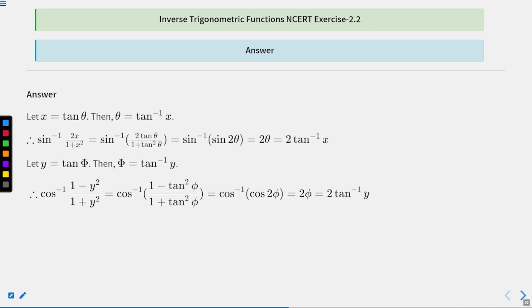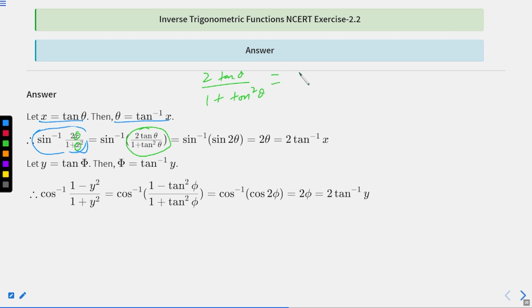Substitution is the only key, because we need this in the simplest form. Whenever you have sine inverse of some expression in x, always think of substitution. If you substitute x equals tan theta, then theta will be equal to tan inverse x. Now put in place of x, and you will get 2 tan theta by 1 plus tan square theta, and this is the formula for sine 2 theta. How? Let me show.